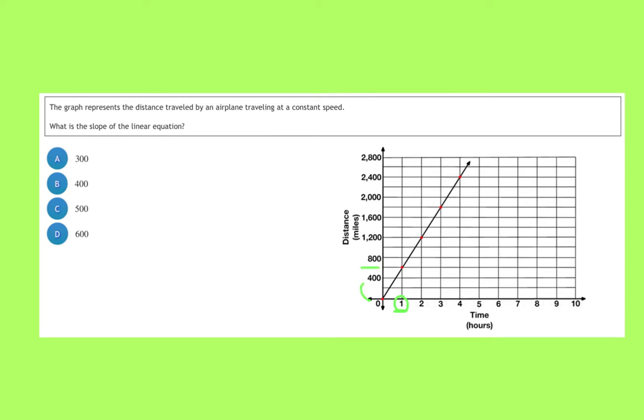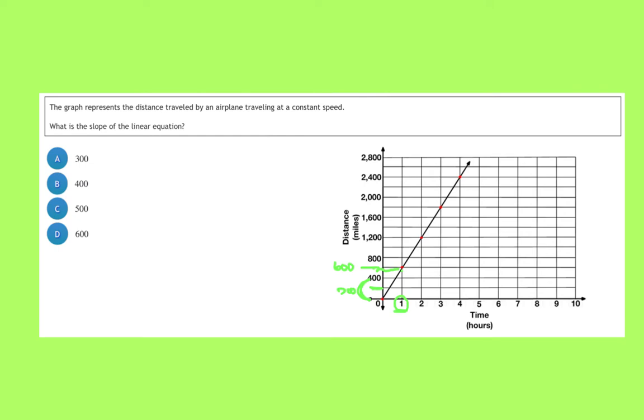And if from here to here is 400, then right in the middle of that would be 200. So from 0 to 200, from 200 to 400, what would be this next number? 600. So at 1 hour, the slope is 600.